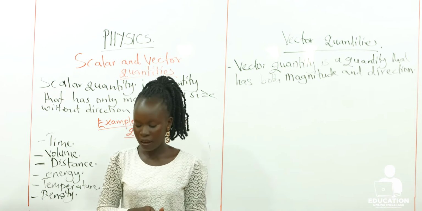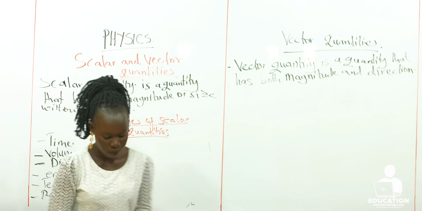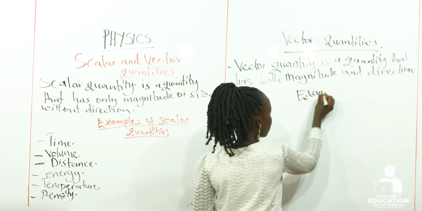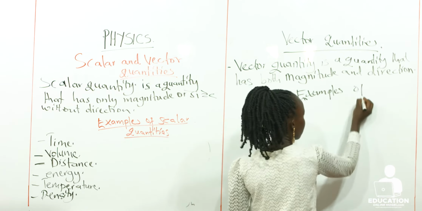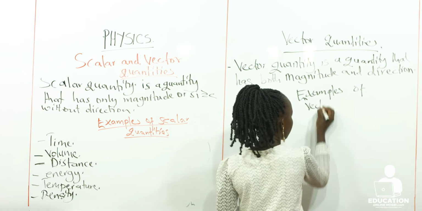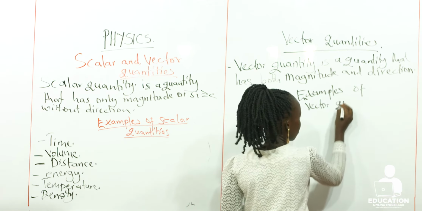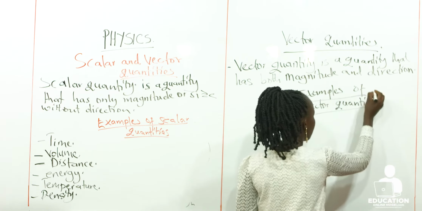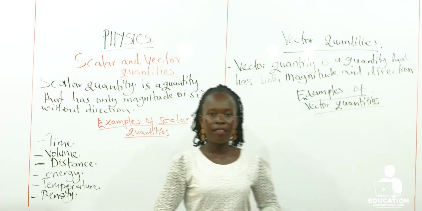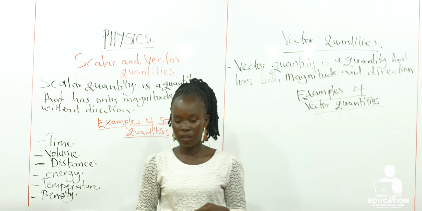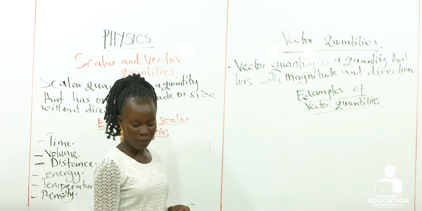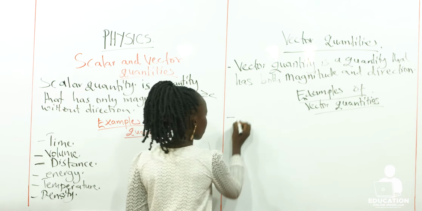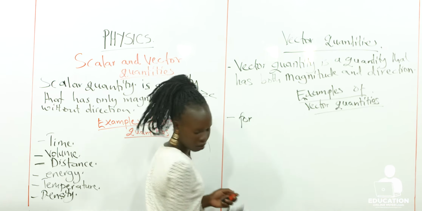So let's take a look at some examples of these vector quantities. Just like the scalar quantities, there are so many examples of these vector quantities. Let's take a look at some of the examples. We have force.